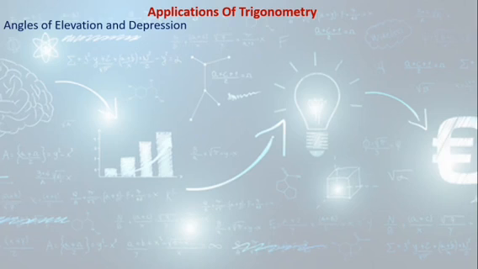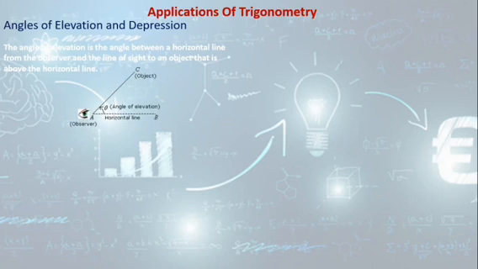Let's move on. The angle of elevation is the angle between a horizontal line from the observer and the line of sight to an object that is above the horizontal line. Basically, what we're saying is that every time you look up at an object, you are creating an angle of elevation. Can you see how many times this is applicable? Every single time that you look up or elevate your face to see something, an angle of elevation is created.